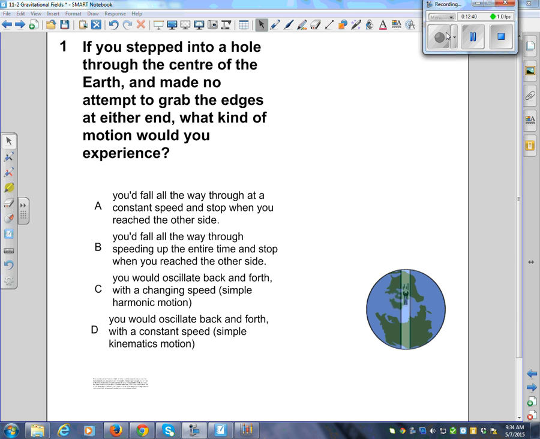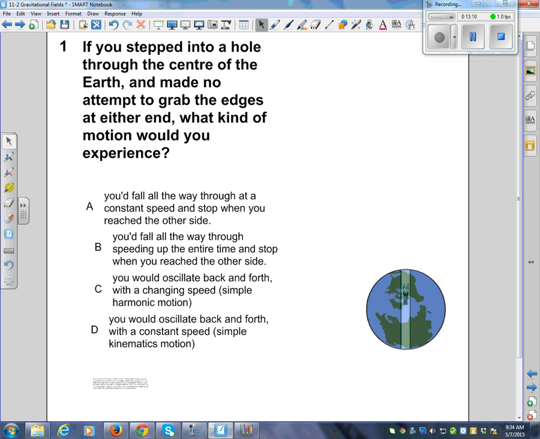If you stepped into a hole to the center of the Earth and made no attempt to grab the edges at either end, what kind of motion would you experience? Would you fall all the way through at a constant speed and stop when you reach the other side? No. Would you fall all the way through, speeding up the entire time and stop when you reach the other side? No. Would you oscillate back and forth with a changing speed called simple harmonic motion? Always. Would you oscillate back and forth with a constant speed?